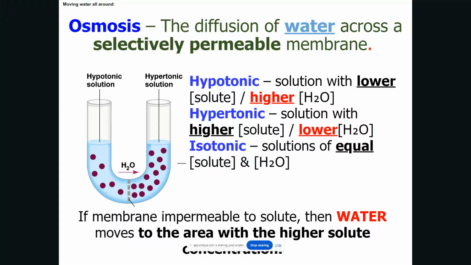Okay, let's talk more about osmosis. Osmosis is the diffusion of water across a selectively permeable membrane. But how do we talk about that? Well, we use terms like hypotonic and hypertonic and isotonic.